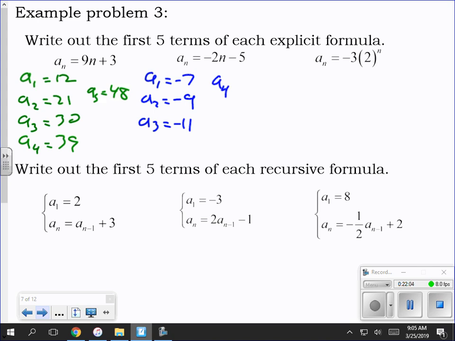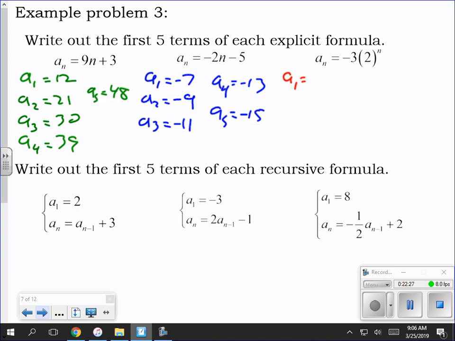Negative 8 minus 5 is negative 13. And a sub 5 gives me negative 15. Now the last one is the one that screws everybody up, because they don't follow order of operations. Okay?